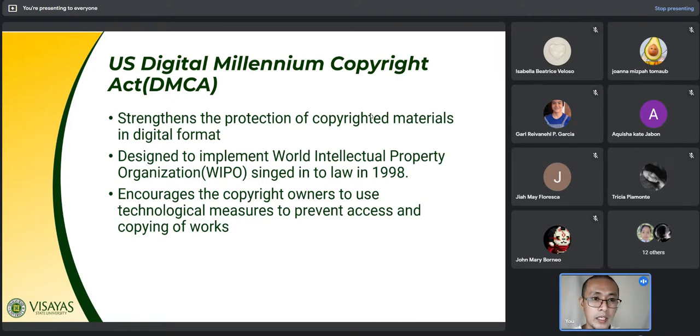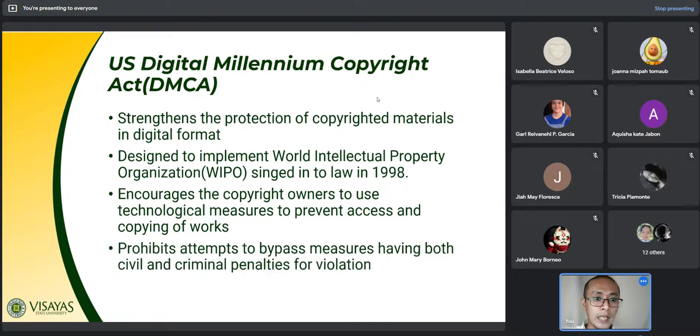So you are still violating, class, the copyright of the software company, because instead nga sila unta ang maka-gain og money kay it is their copyright, ikaw naman ang naka-gain, which in fact wala kay gibuhat. Igo ra ka na-download sa software. And that's again a violation of the US Digital Millennium Copyright Act.